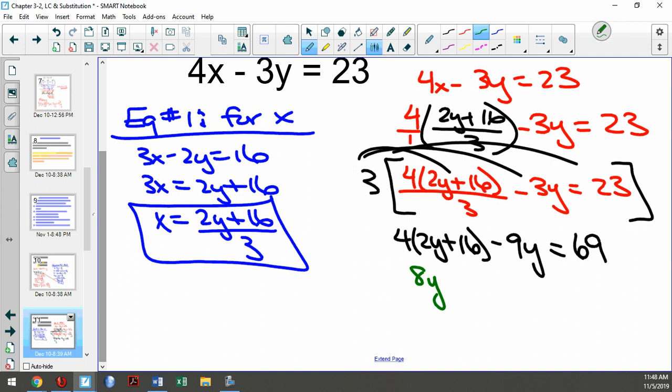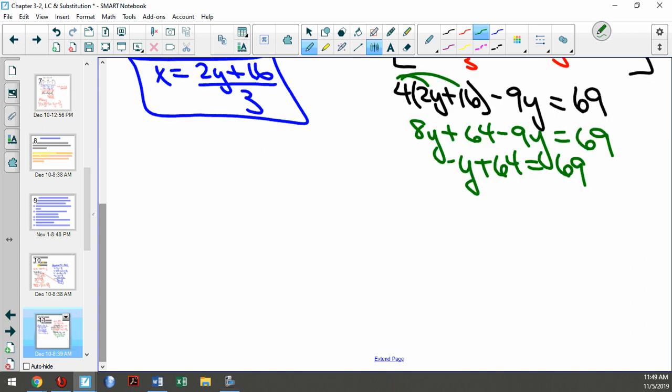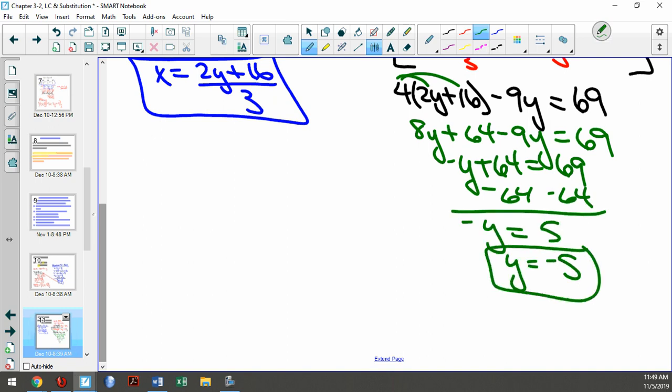4 times 2 is 8y. What is 4 times 16? Minus 9y is equal to 69. What is 8y minus 9y? Negative y plus 64 is equal to 69. Go ahead and subtract the 64. Negative y is equal to 5, so y is equal to negative 5.